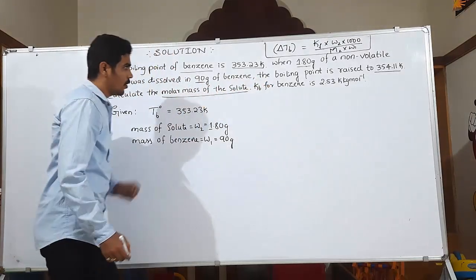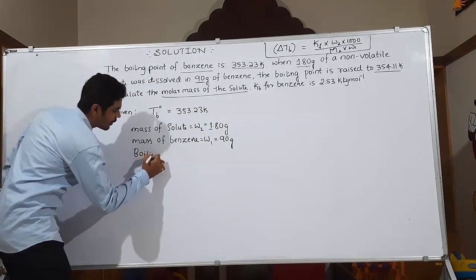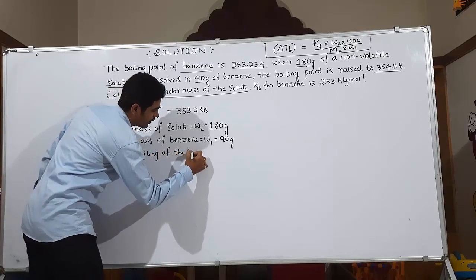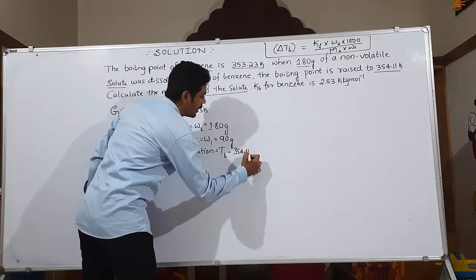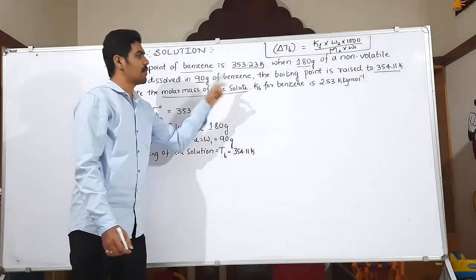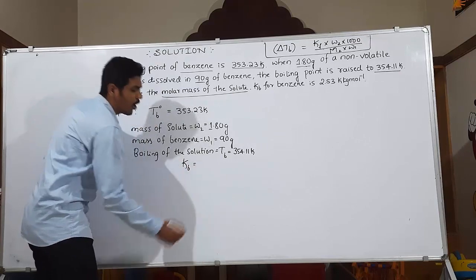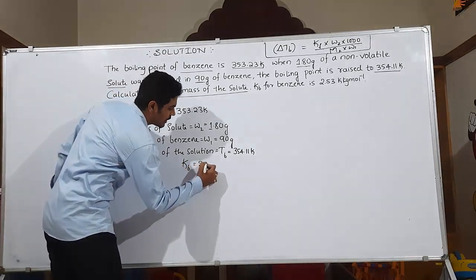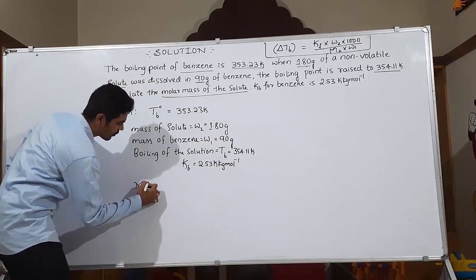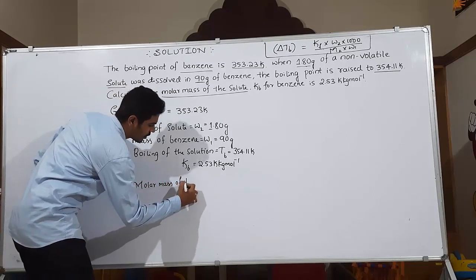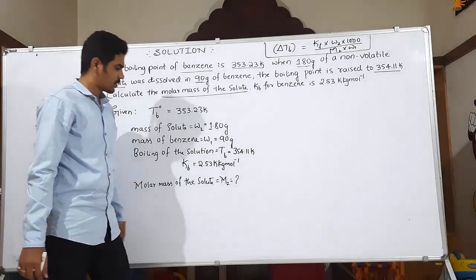Before that, write down: the boiling point is raised to 354.11 Kelvin. That means they have given the boiling point of the solution. The boiling point of the solution is represented as TB, and that is equal to 354.11 Kelvin. Then calculate the molar mass of the solute. Given Kb for benzene is 2.53. Kb means elevation constant or ebullioscopic constant. So the value of Kb for benzene is 2.53 Kelvin kg per mole. Calculate the molar mass of the solute. The molar mass of the solute is denoted as M2, that is equal to question mark, so that you need to find.